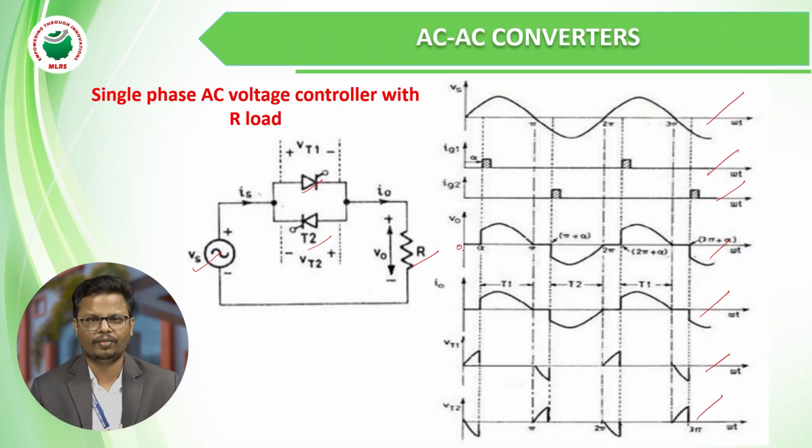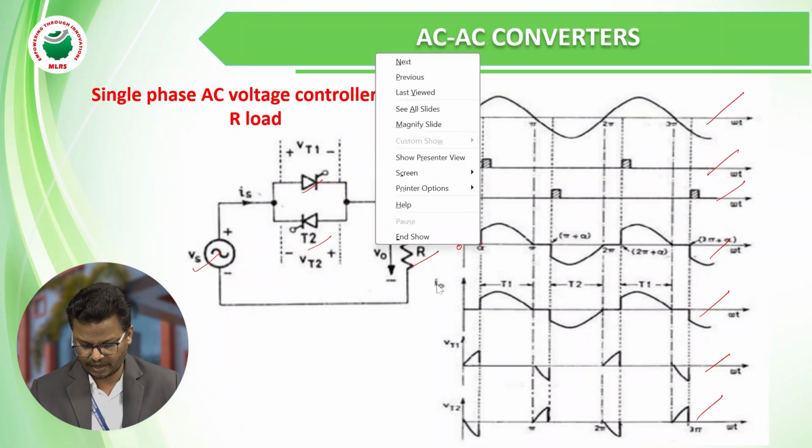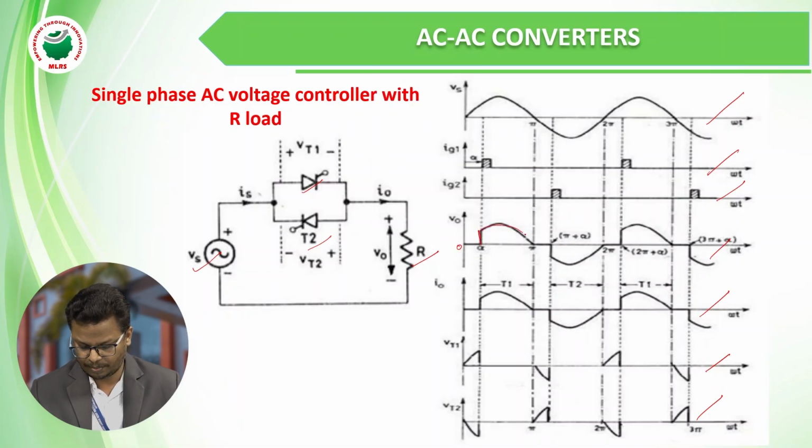At alpha, we give a trigger pulse for VT1. When we give the trigger pulse for VT1, VT1 starts conduction. The VT1 period is from 0 to pi. At alpha we are giving the triggering pulse, so it will start conduction from alpha to pi. If you observe here, we give the firing angle and it starts conduction and up to pi it will conduct. After pi, the negative voltage appears across VT1, so the first thyristor will get reverse biased and it will turn off.